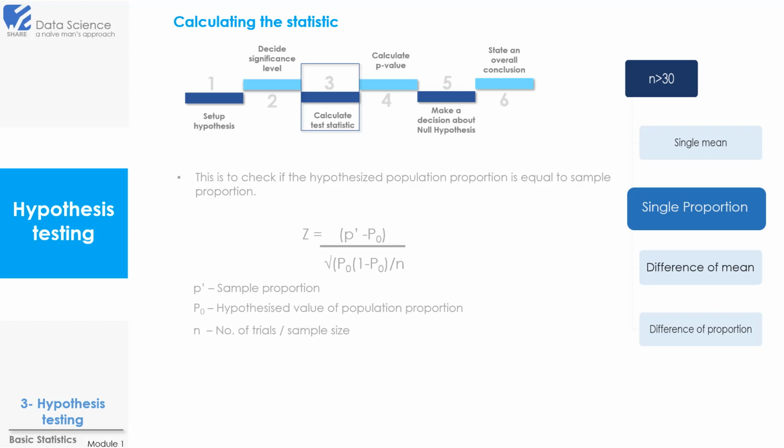Again, we will calculate the Z statistic as shown here. So we have P hat, which is the sample proportion. Then we have P naught as the hypothesized value of the population proportion, that which we are testing. And n is the number of trials. So again, after calculating the test statistic, we can move ahead with the next steps as shown at the top.